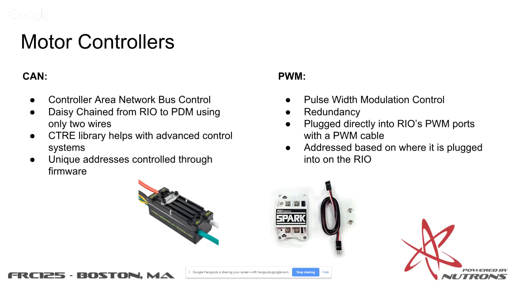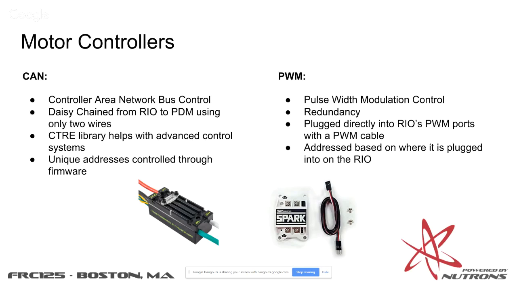So there's two types of motor controllers that I know of and that are used typically in FRC. There's CAN and PWM. These are two different types of control. As a programmer, you're not really worrying too much about how those work, but CAN is control area network bus control. These two green wires will plug into the Robo Rio, and they'll daisy chain all the way to the PDM using only those two wires. You don't have to worry too much about that. It's just a type of motor controller you're using.